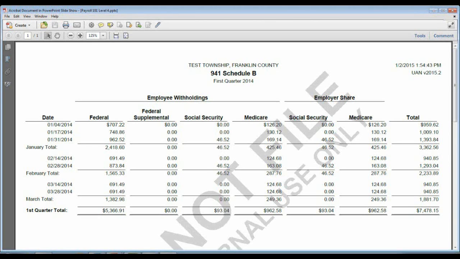and you must fill it out and send it in with your 941 report. Now, the Schedule B that you see here from UAN is for your use only. You can see that it says, not file, personal use only. So you must manually write the amounts into the Schedule B for the 941 and either mail it or you can manually fill out the amounts online.